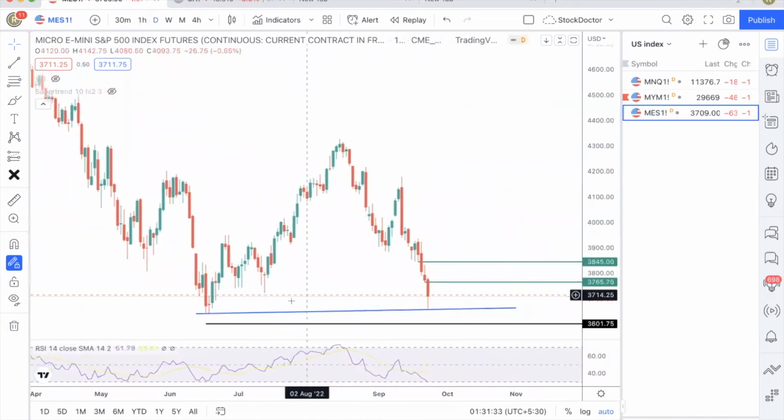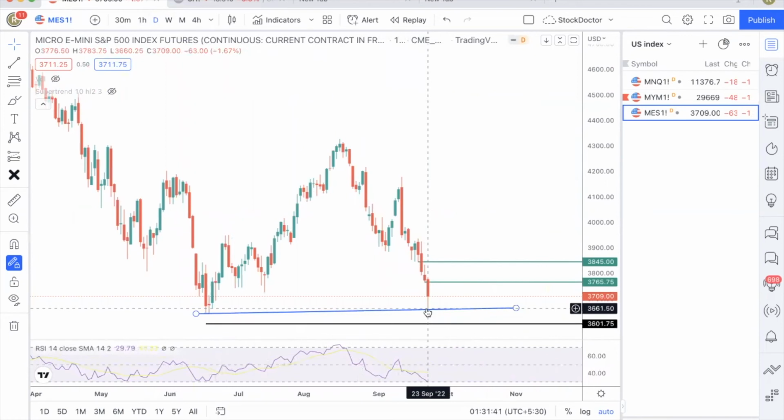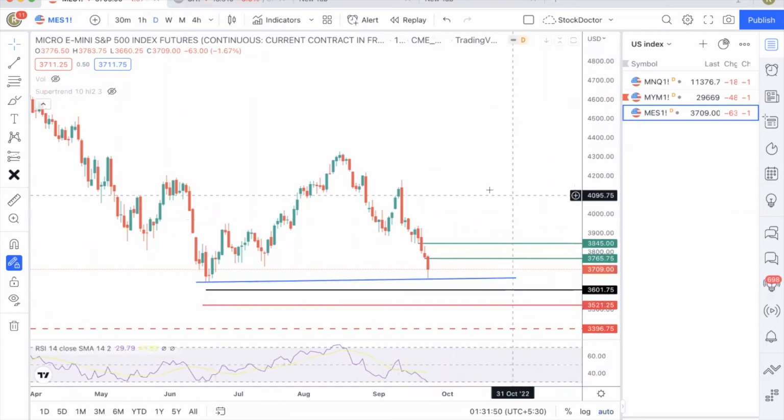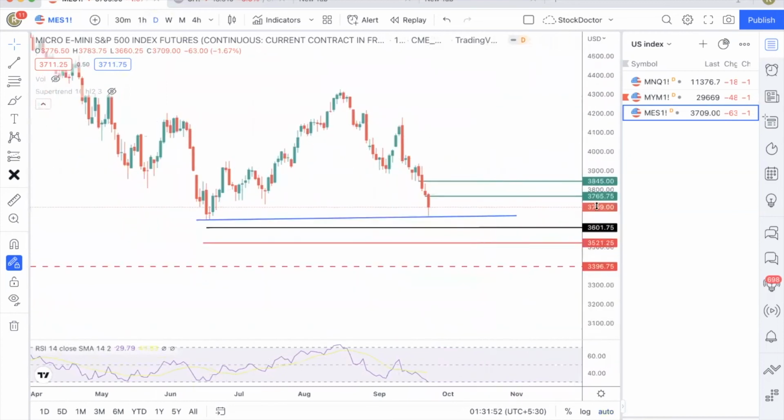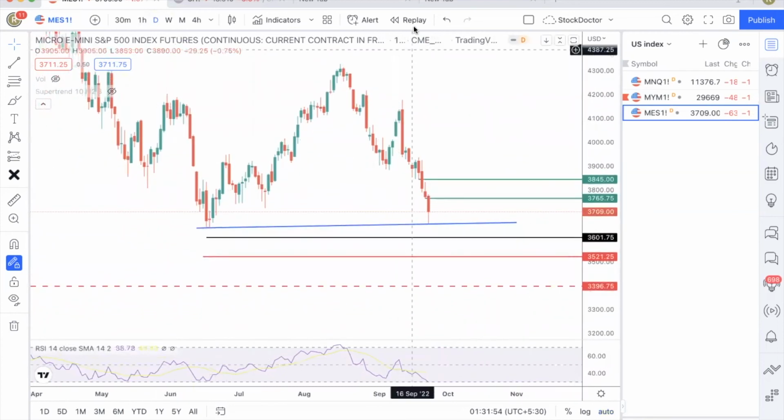See, currently the short term trend line is as follows here. This low is very important. Friday's closing. Friday's low was 3660. This is very important. If S&P 500 starts going below Friday's low, that is 3660, then it has an important support around 3601.